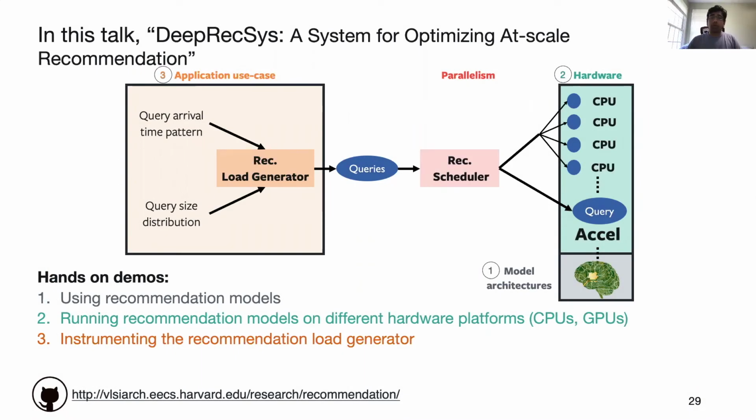Next, we see how the recommendation load generator can be used to study different input query patterns. The load generator produces queries by sampling 2 distributions based on a characterization of Facebook's production data center. First is a query arrival pattern, which follows a Poisson distribution. Second is a query size distribution.